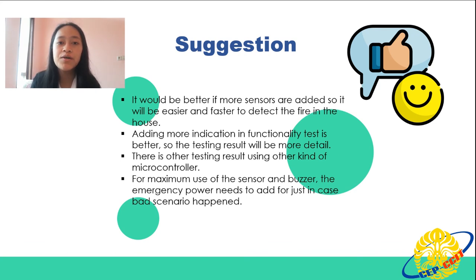So now I'm going to talk about the suggestions for this paper. The first one is, this paper only has 3 sensors. We think that it will be better if more sensors are added, so it will be easier and faster to detect fire and smoke in the house. The second one is, besides adding more sensors, adding more indicators in the functionality test is better, so the testing result will be more detailed.